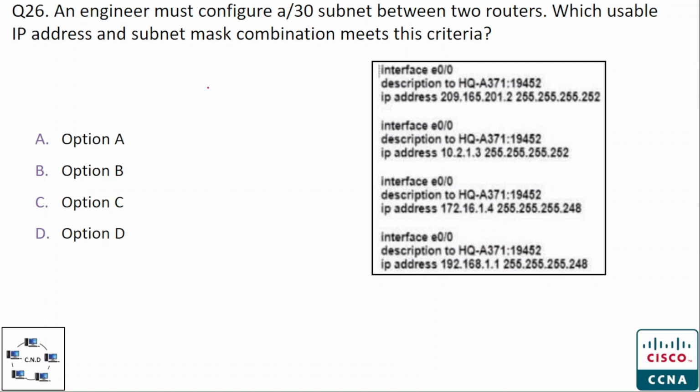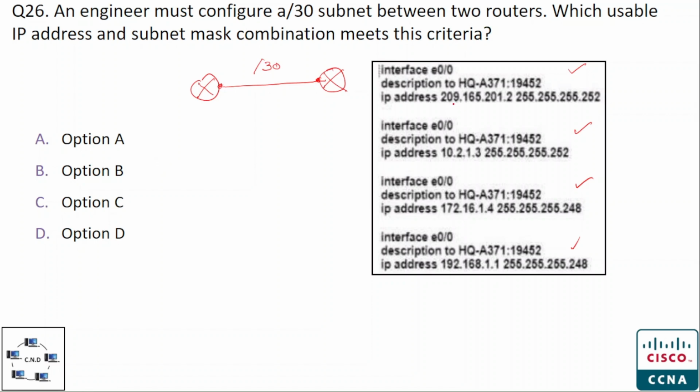So here we have, let's suppose, two routers, and we need to configure two IP addresses between them using a /30 subnet. So these are the four scenarios that can be used. Option A, B, C, and D. So what is the correct option?